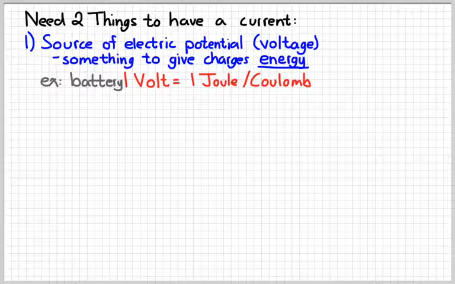The other source of electric potential would be the electrical outlets, but that's kind of a different kind of electric current than what we're discussing. So we're going to stick with batteries.